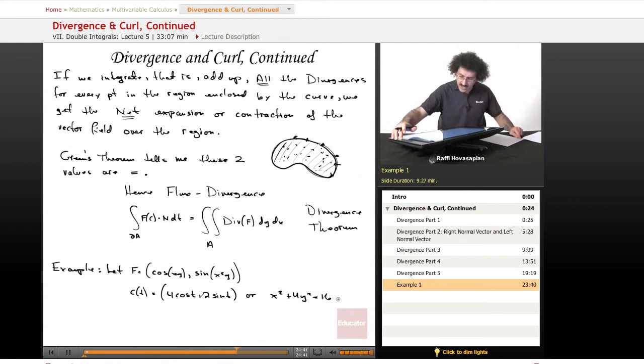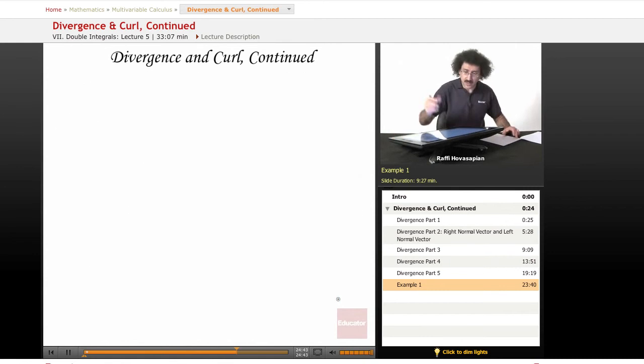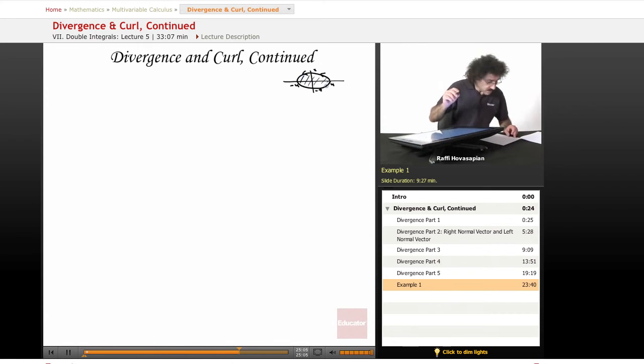So let me go ahead and start this over here. Let me just draw out our particular region so we remember what we're talking about. We have this ellipse. This is minus 4, this is 4, this is 2, this is minus 2. We're going to calculate the line integral, integrating in the counterclockwise direction, keeping the region to our left, and then we'll calculate the double integral.